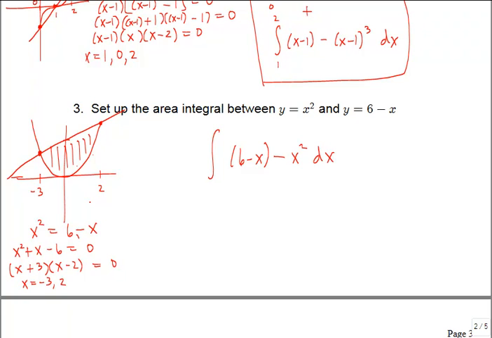Those are my x's. So my bounds should be negative 3. You always want your lower bound or your leftmost bound on the bottom, up to the 2. Okay? So there's my integral: 6 minus x squared dx from negative 3 to 2.